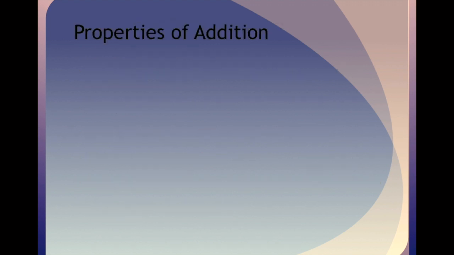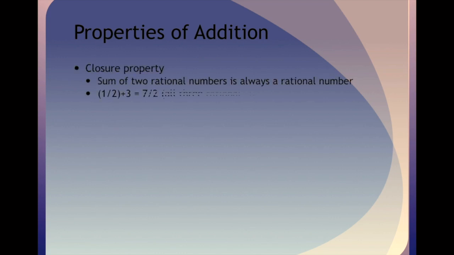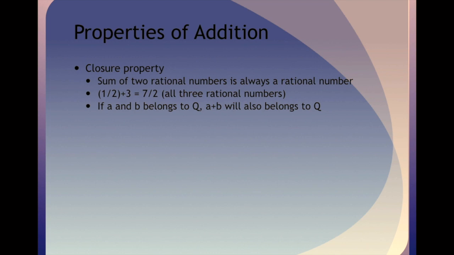Let us discuss some of the properties of addition. The first property is the closure property. What is the meaning of closure property? The sum of two rational numbers will always be a rational number. For example, 1 by 2 plus 3. If we add both of them, the answer will be 7 by 2, which is again a rational number. In general, we can say if both A and B belong to the rational numbers, A plus B will always belong to the rational numbers.